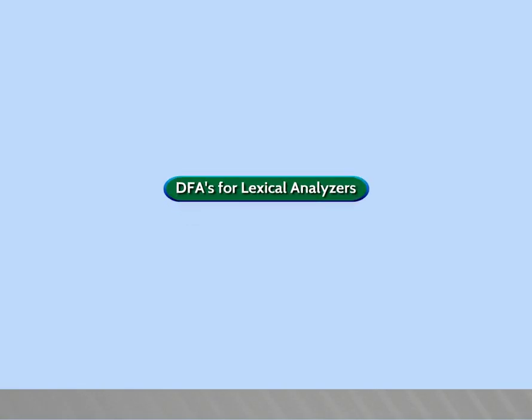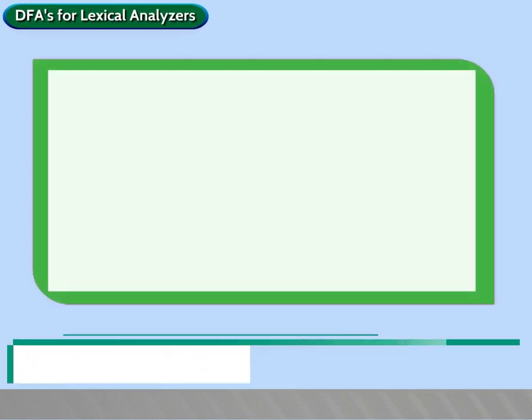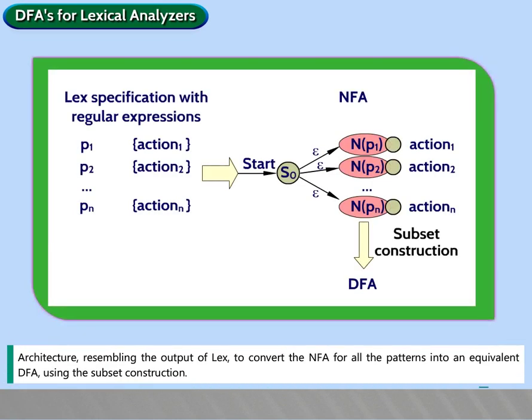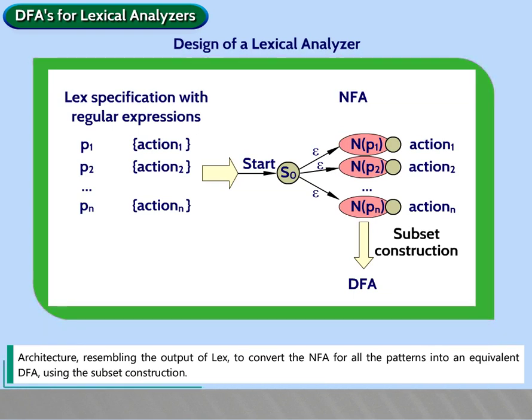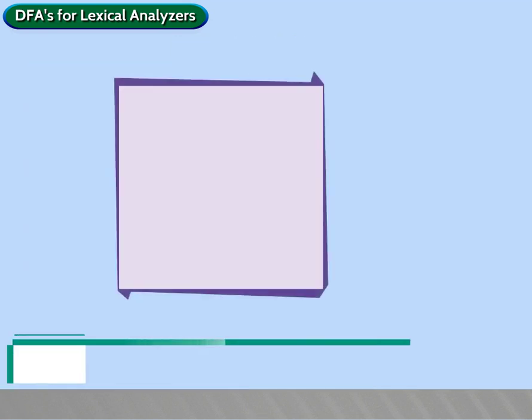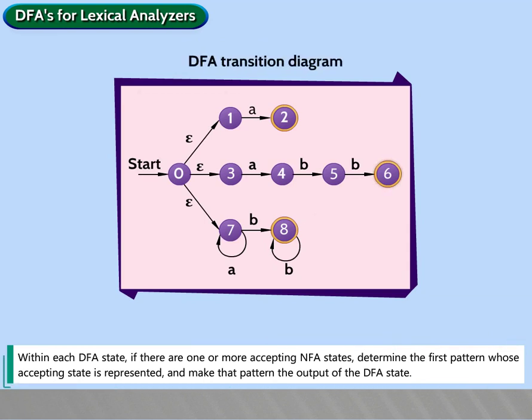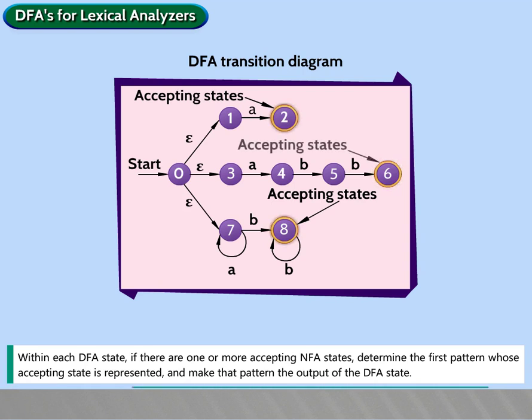DFAs for lexical analyzers. In an architecture resembling the output of Lex, convert the NFA for all the patterns into an equivalent DFA using the subset construction. Within each DFA state, if there are one or more accepting NFA states, determine the first pattern whose accepting state is represented and make that pattern the output of the DFA state.